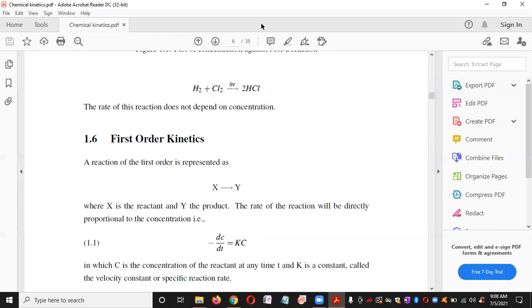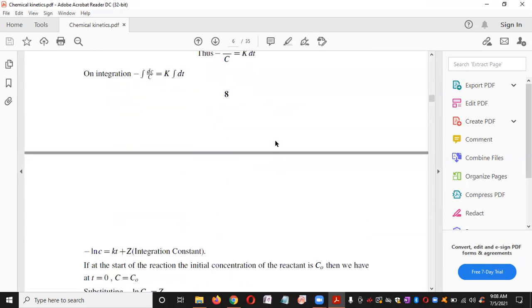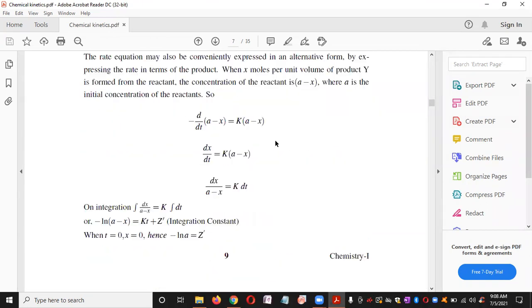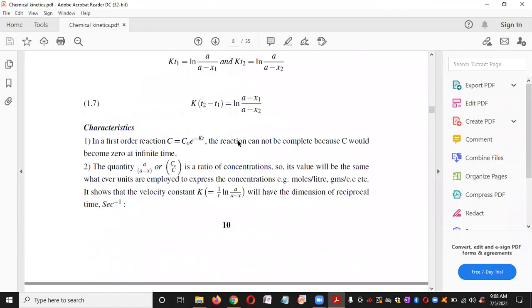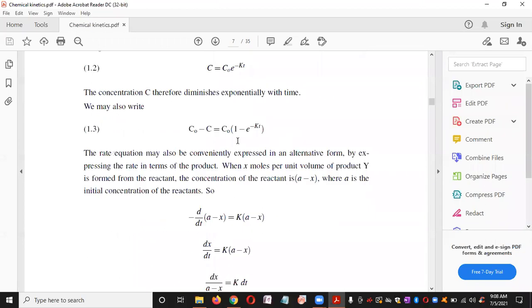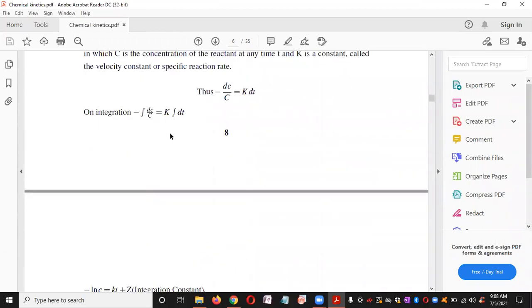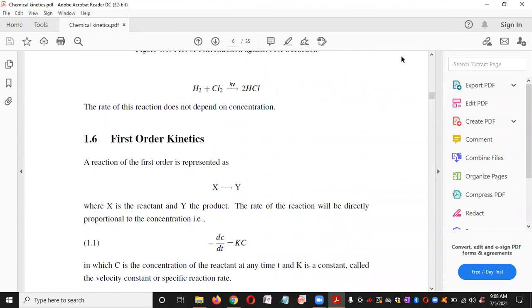Are you getting me? Okay, yes. Tomorrow I will explain it with my notepad, so at that time you can easily understand this. Okay, so thank you. Tomorrow I will explain the first order reactions. Thank you.